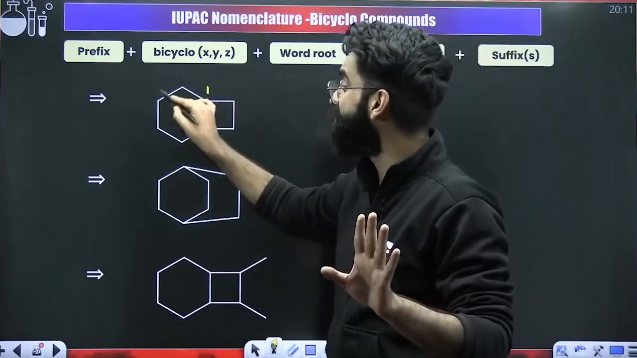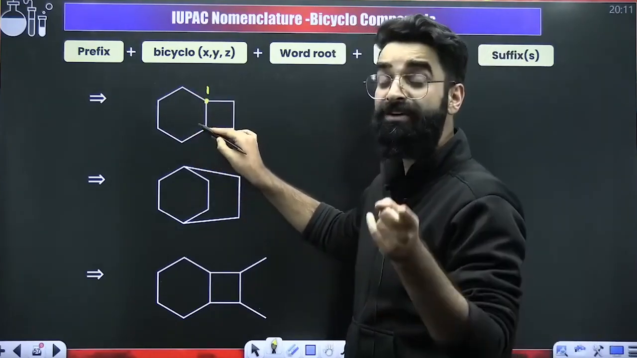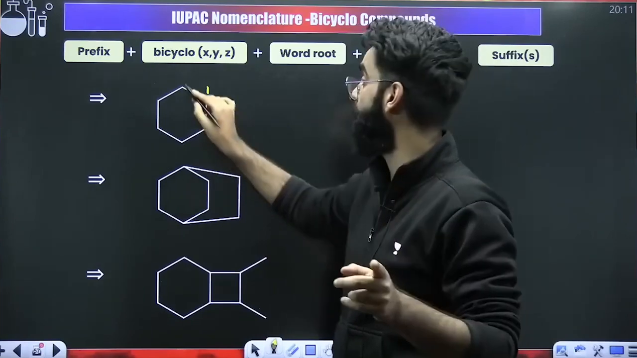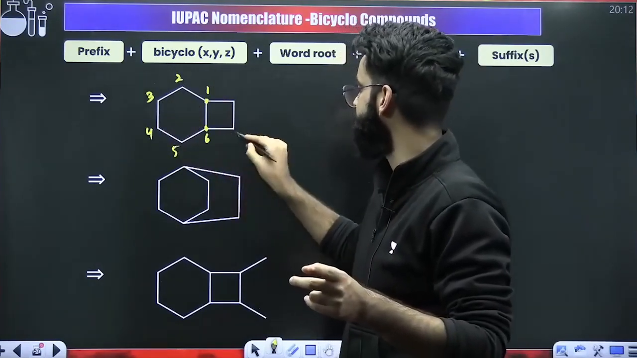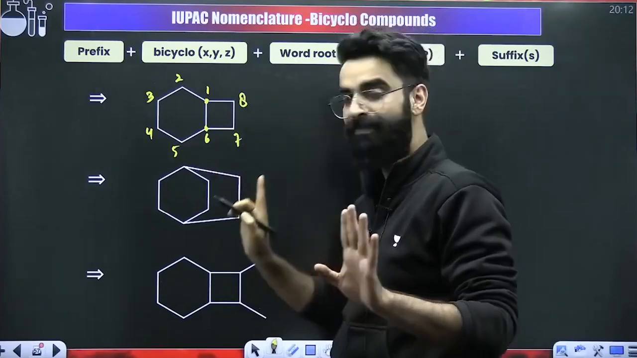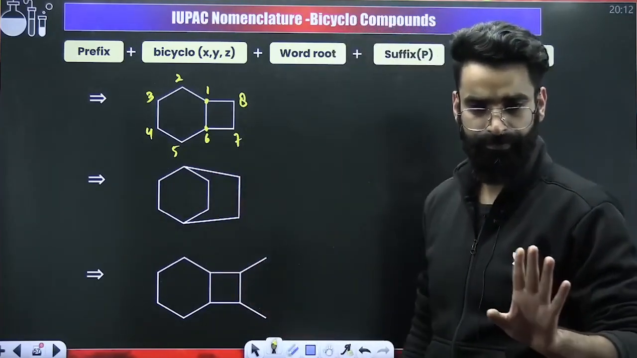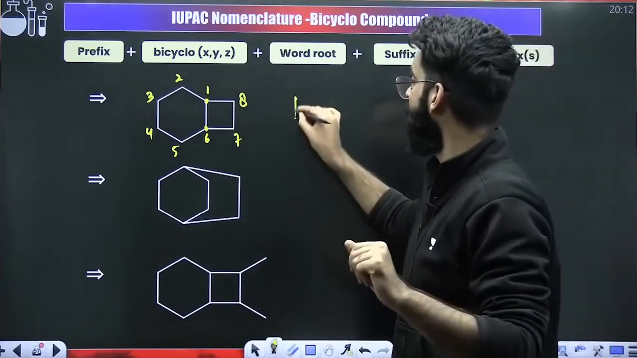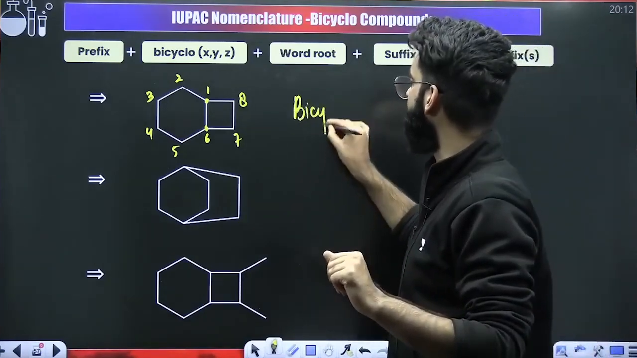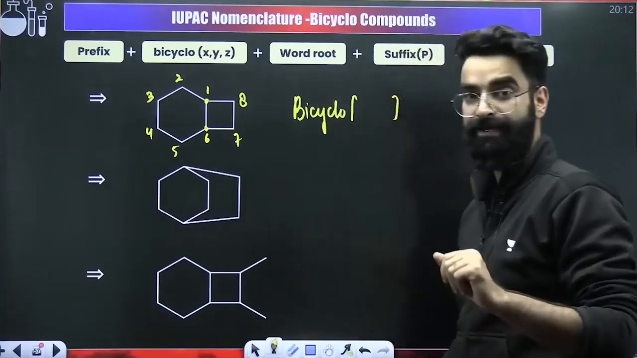Now, which ring is bigger in size? This particular ring is bigger in size. The ring which is bigger has to be prioritized. So this is 2, this is 3, this is 4, this is 5, this is 6. Now this is 7, this is 8. I hope till here it's clear. Now I'll be using the term bicyclo and I'll be using the brackets.